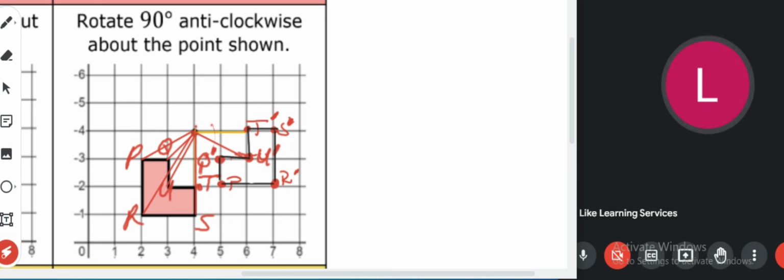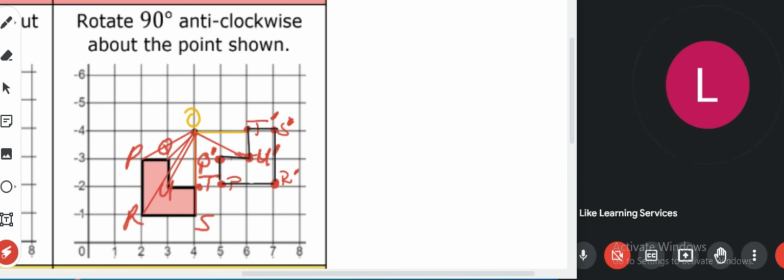So that line from here to T, if we call the center of rotation O, we rotate that line OT by 90 degrees anti-clockwise. So it will now be to this place. This line will now be this. So this is the new T, or T prime. Also from O to S, on the main object, rotate it anti-clockwise by 90 degrees. So this will be the new position of S prime.